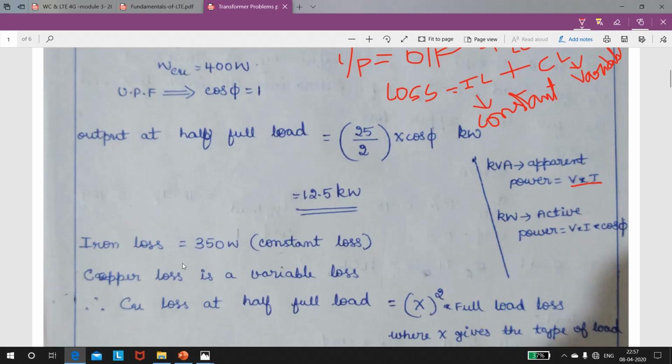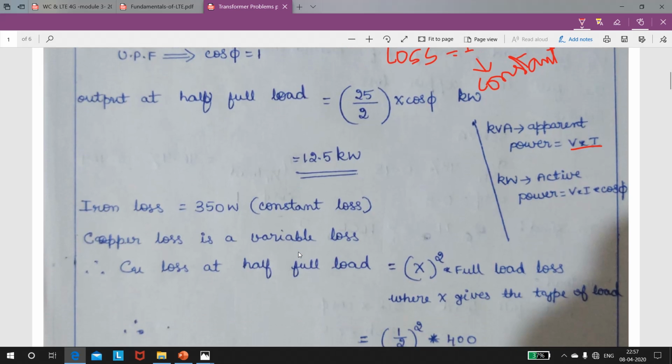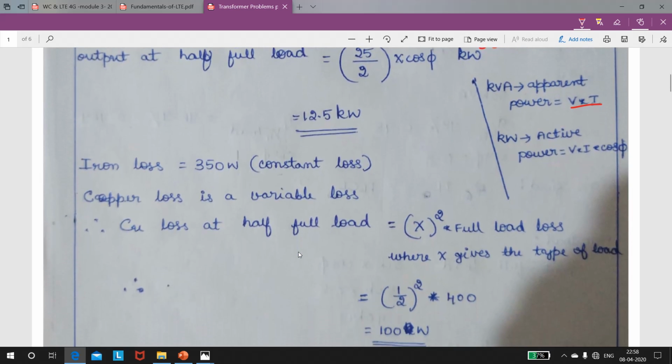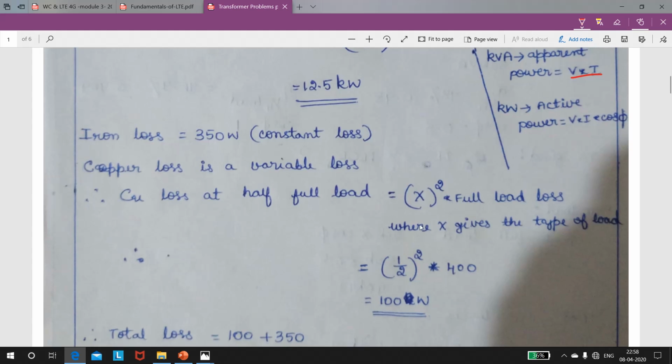I have already told you iron loss is constant, copper loss is variable. Iron loss is constant, that means 350 watt, it will remain the same. Copper loss changes. Now how can you calculate copper loss for different types of load? So you have a formula here: x square into full load loss.